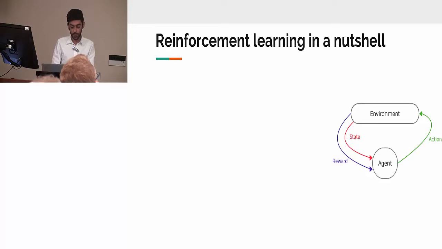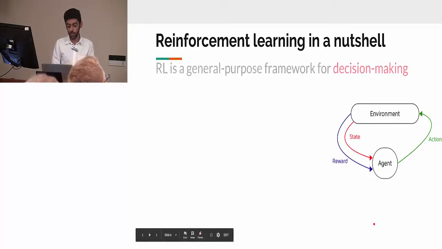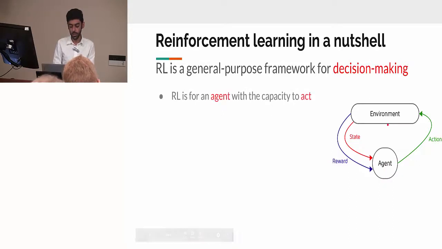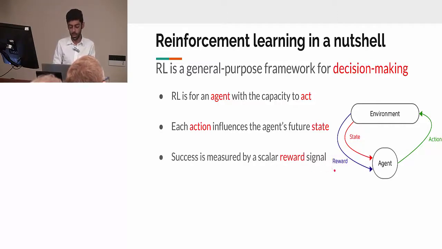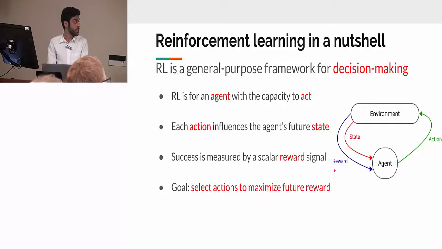In reinforcement learning, however, the purpose is decision making. So we do have an agent, and that agent makes some actions and affects the environment. Our agent has the capacity to act, and based on the action, it will influence an environment and change the state of that environment, and its success is measured by a reward signal. And the goal of reinforcement learning is to select actions that maximize the future reward till the end of the episode.